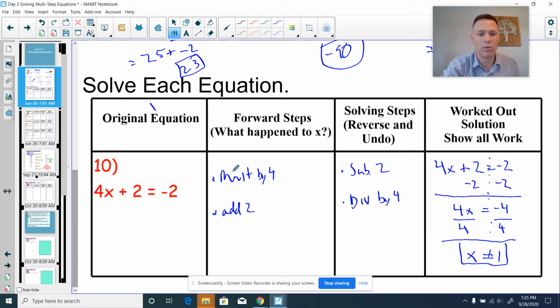Here's the next warm-up problem, two-step equation stuff. What are our forward steps? What's happening to x? I'm multiplying by 4, and then I'm adding 2. Remember, I then undo that stuff. So I undo my last forward step by subtracting 2 and then dividing by 4. And here's the correct work for that. You can kind of pause it and take a look.